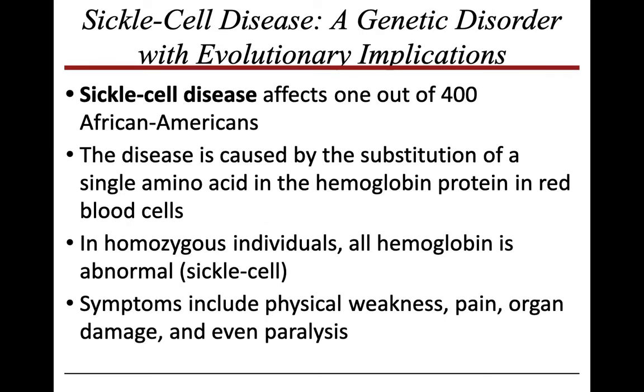And sickle cell anemia is also another recessive allele that's surprisingly common. 1 out of every 400 African Americans have the disease, and it is caused by just a single amino acid substitution in the quaternary structure of hemoglobin. And homozygous individuals that are recessive have sickle cells. And the symptoms can be physical weakness, pain, organ damage, even paralysis.